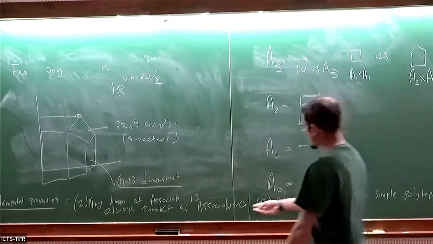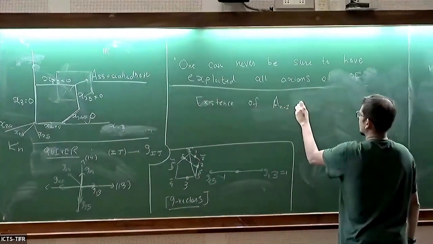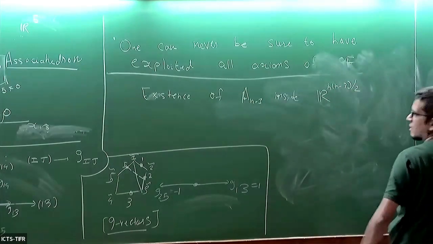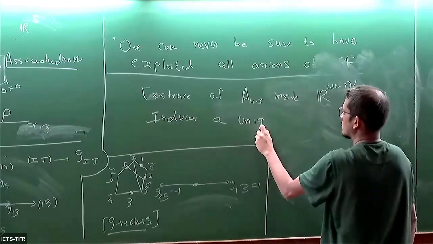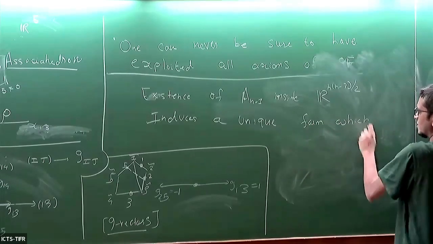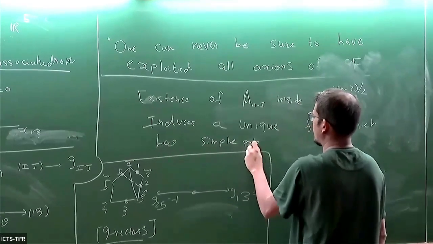And thanks to both of these properties, there's a nice result in algebraic geometry which says that, schematically, the existence of an (n minus 3)-dimensional associahedron inside this Cartesian space induces a unique form which has simple poles on all the boundaries of the associahedron.